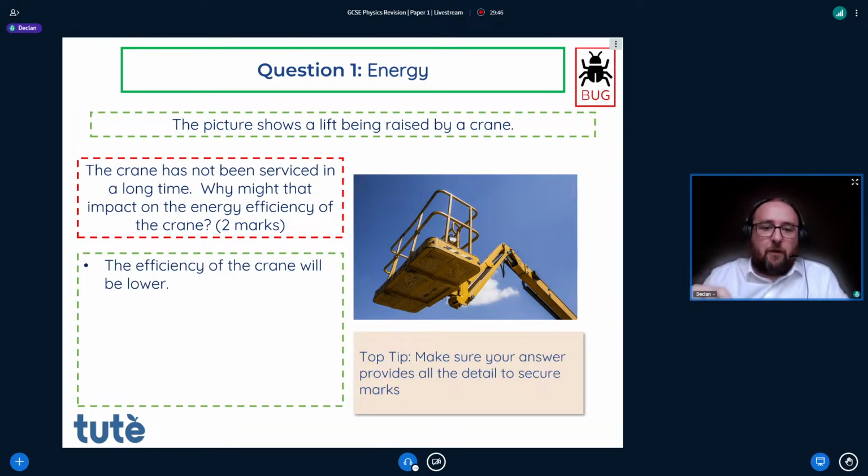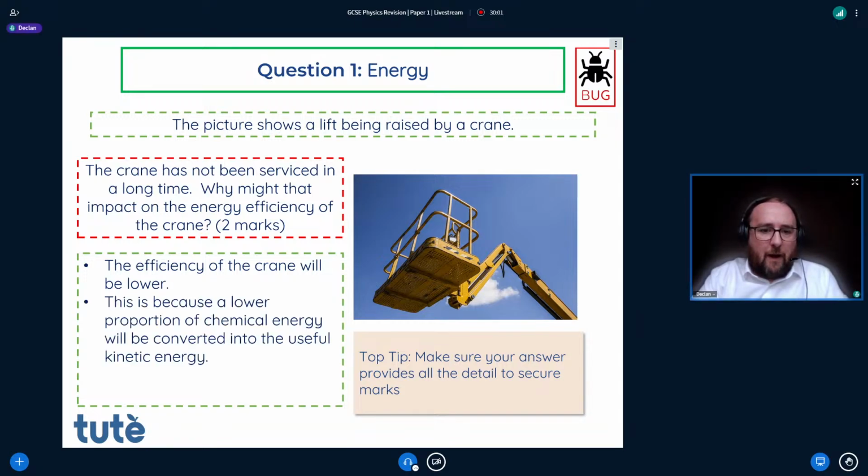So straight away, I will go, the efficiency of the crane will be lower. It might be dead obvious to you, but make sure the examiner knows that you know that. The efficiency of the crane will be lower. Straight away, in there with the key detail. Then, why will it be lower?